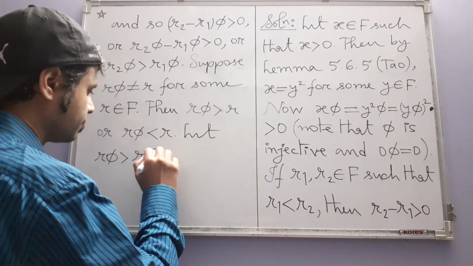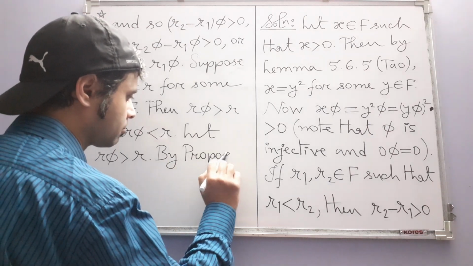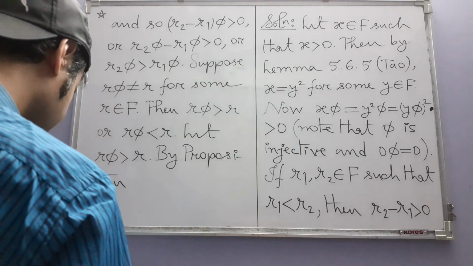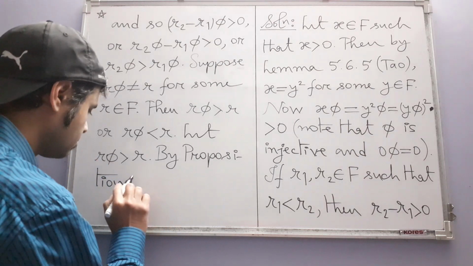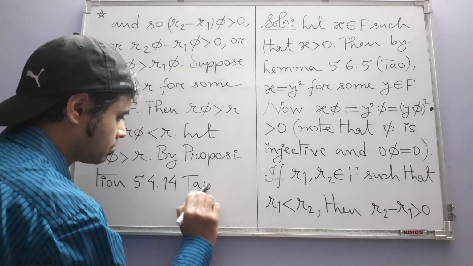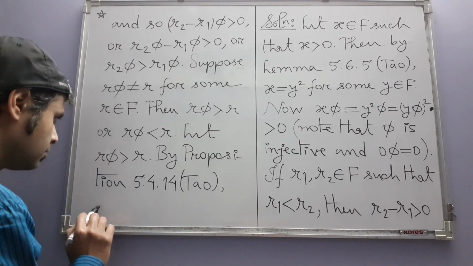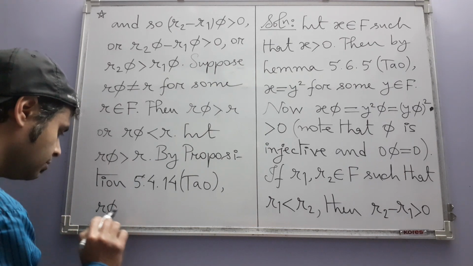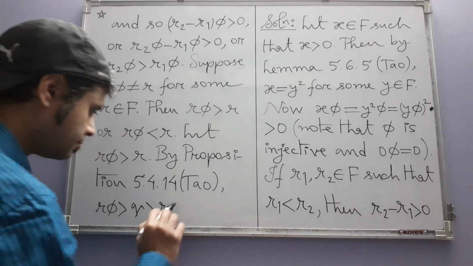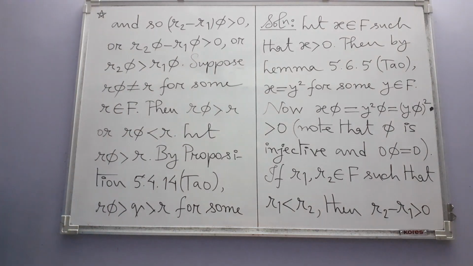By proposition 5,4,14, I can write here, R phi is greater than Q, which is greater than R, for some rational number Q.